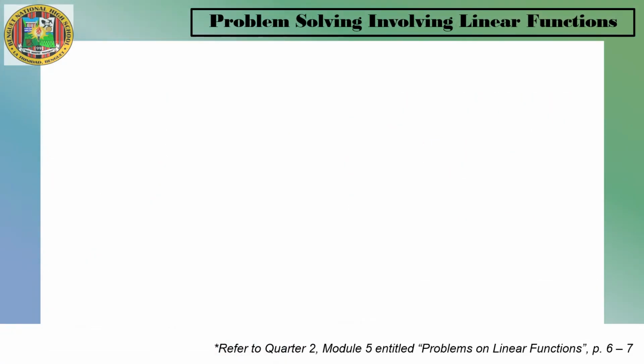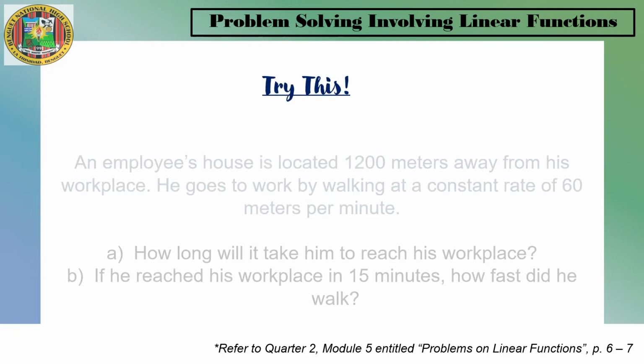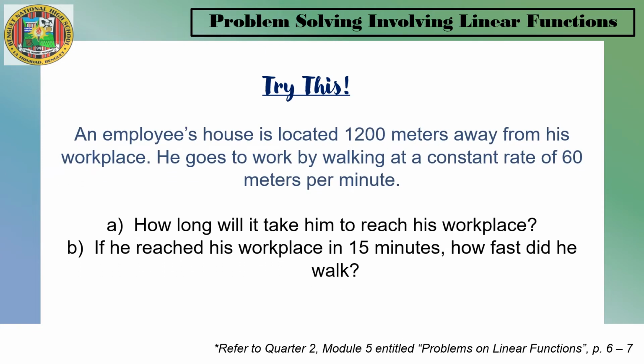Refer to your Quarter 2, Module 5 entitled Problems on Linear Functions for this example. Let's study this situation. An employee's house is located 1,200 meters away from his workplace. He goes to work by walking at a constant rate of 60 meters per minute.